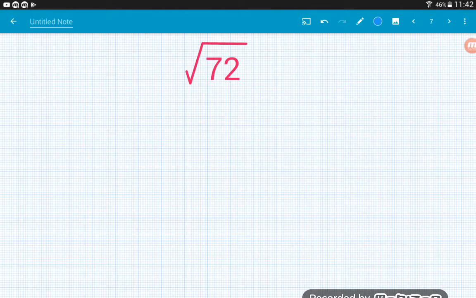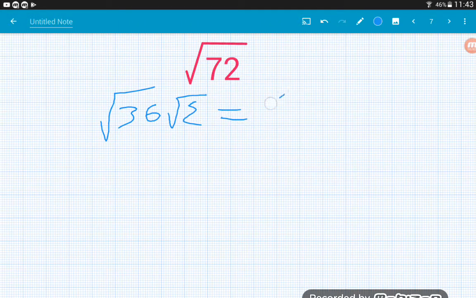Root 72. This one's a beauty. Loads of different ways to do this one, so we'll check out one or two. The most direct route would be to spot that 36 goes into 72 2 times. So we can write root 72 as root 36 root 2, and then the square root of 36 is going to give us 6 root 2.